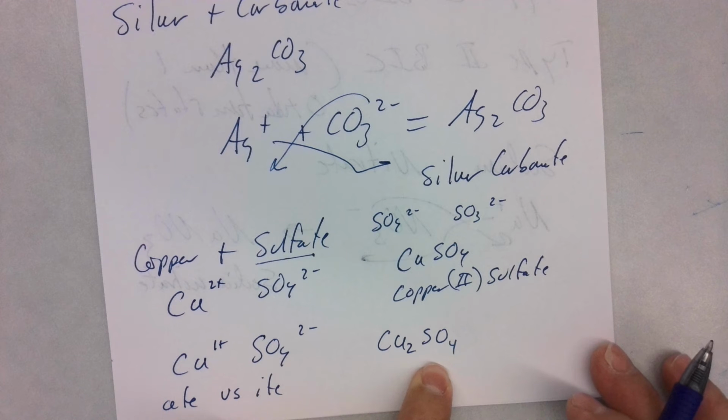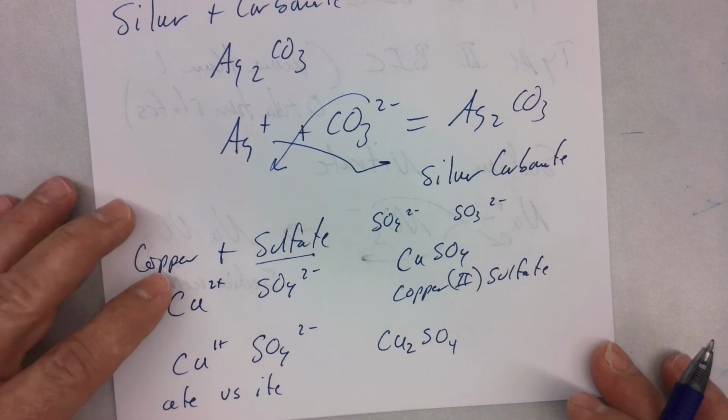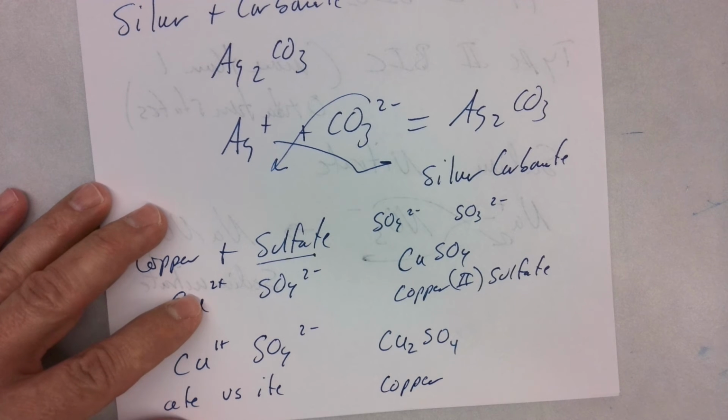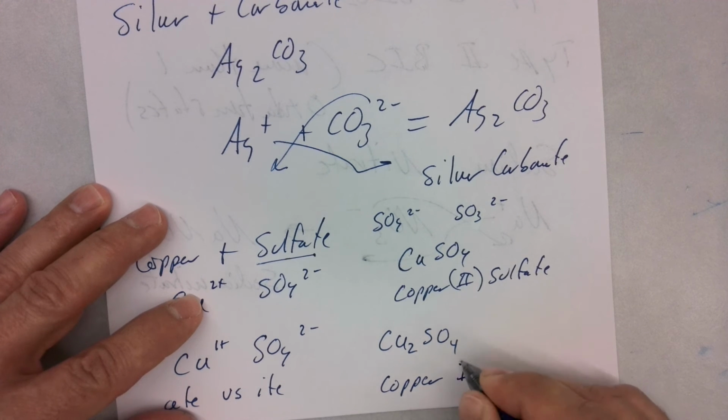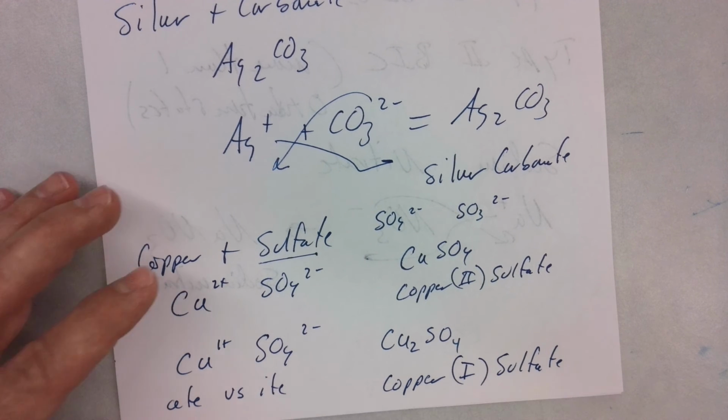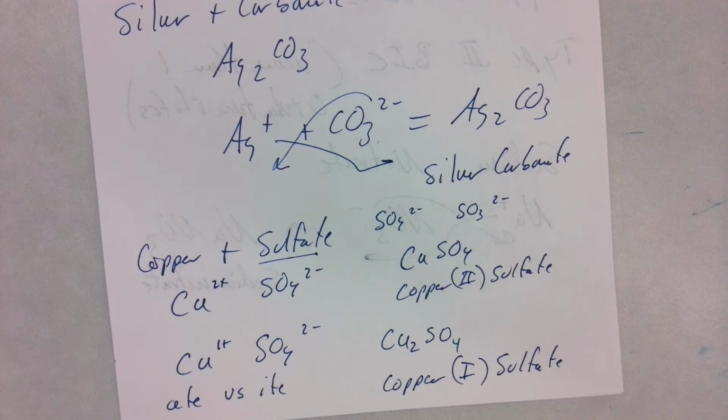No parentheses there, right? And what would this one be called? Copper. No matter what, I've still got to have the 1. It's still got to be copper 1 sulfate. This is the one time where you've got to put that Roman numeral because that tells you the charge on that atom, or on that ion, yes.